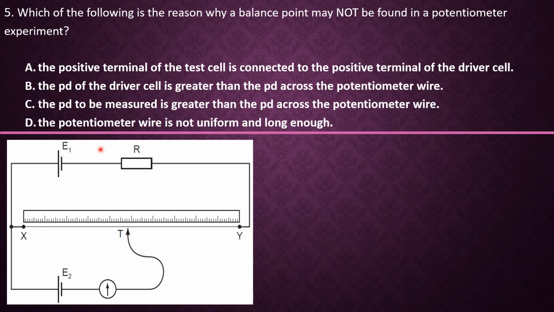This E1 is the driver cell. E2 is actually the test cell. And this is our galvanometer here. So you realize it's pointing vertically upward. It means that this is the balance length. XT is the balance length.